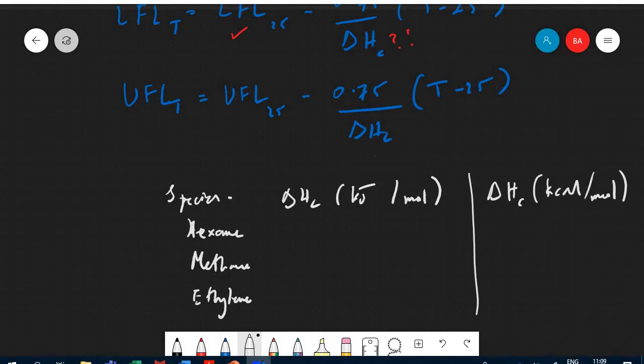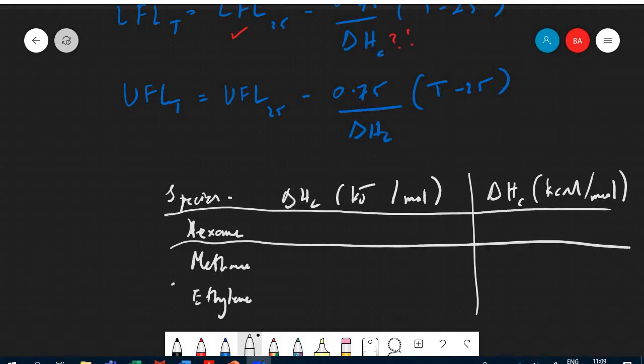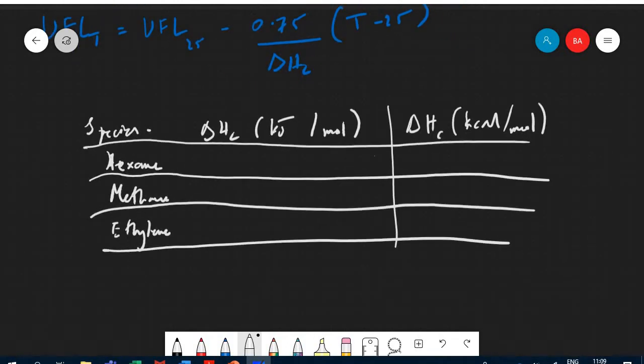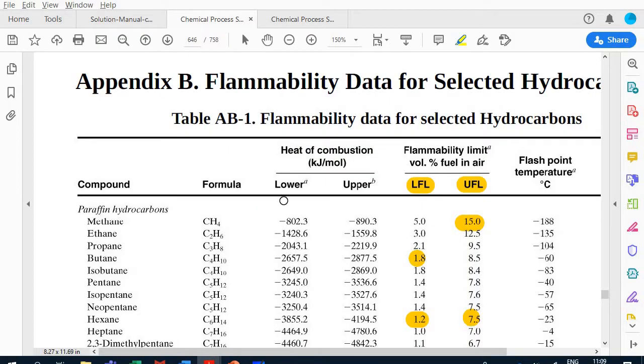Just to make sure we know how to get these values, let's find the delta heat of combustion for hexane. You go to appendix B and find hexane. What is my heat of combustion? It is minus 3855.2, and of course you don't need to include the minus sign, so it is 3855.2. The unit is kilojoules per mole. However, my equation wants it in kilocalories per mole, so you do your conversion, dividing by 4.2, something like that.